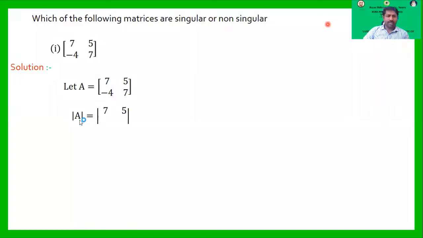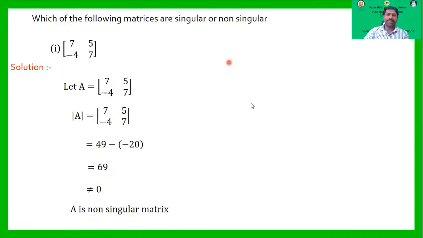So its determinant value is 7 times 5 minus 4 times 7... So 49 minus of minus 20, so 69, which is not equal to 0. So A is a non-singular matrix.